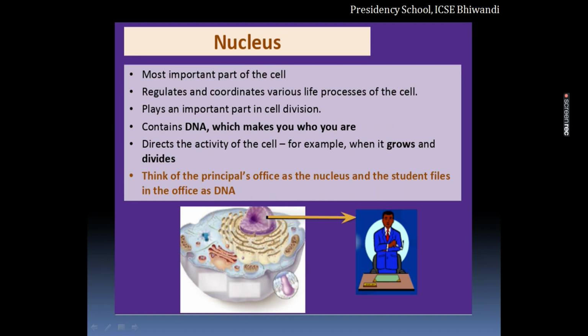And the next important cell organelle is the nucleus, which we call the boss of the cell. It is the most important part as it regulates and coordinates various life processes of the cell. It plays an important part in cell division. It contains DNA, that is deoxyribonucleic acid, and directs the activity of the cell when it grows and when it divides.